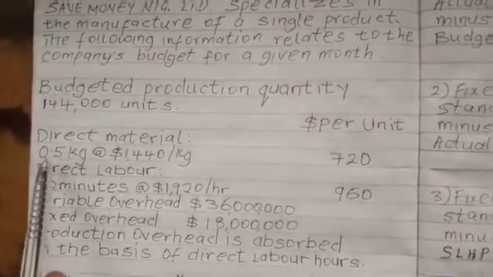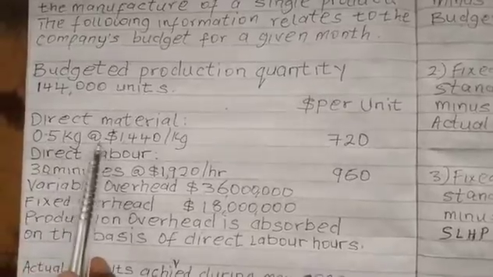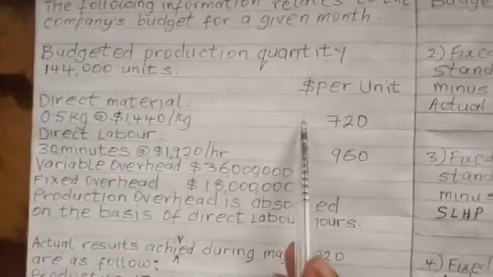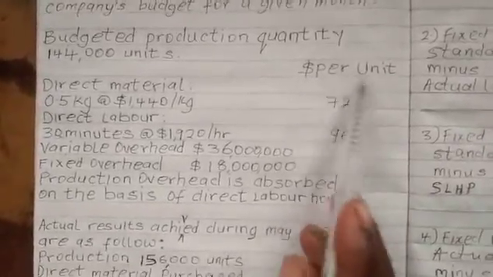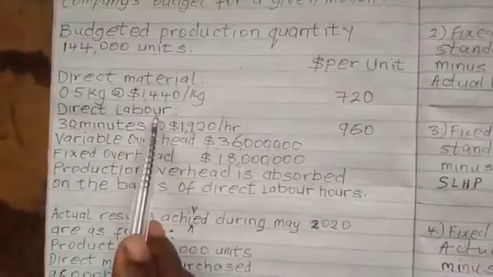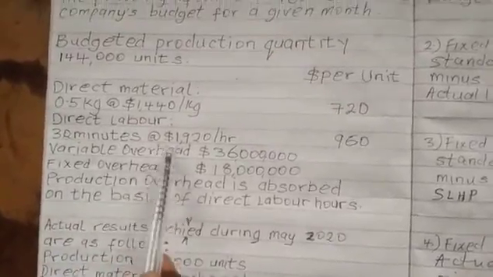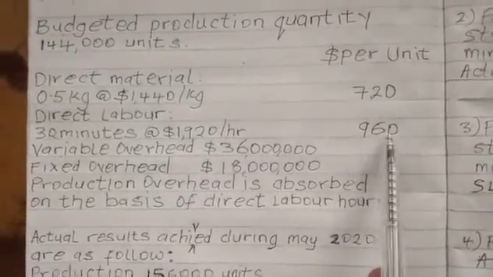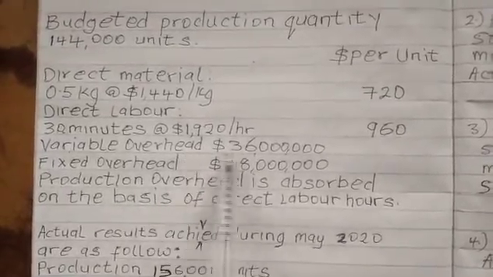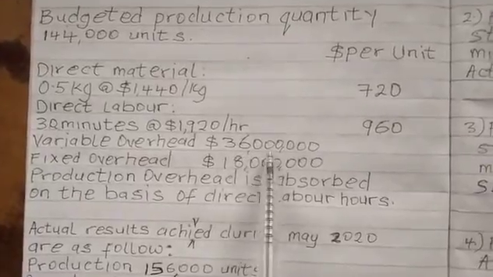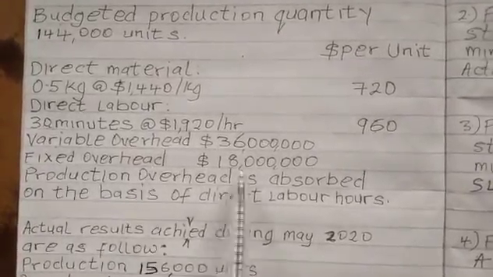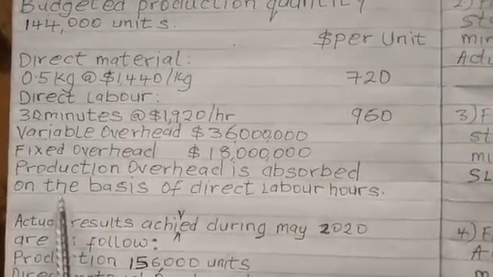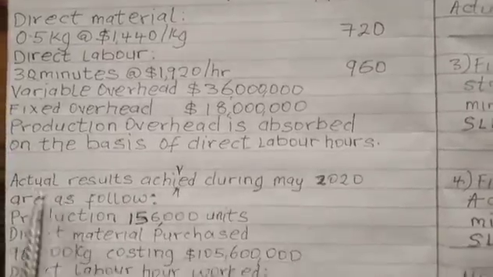Direct material: 0.5 kg at $1,440 per kg, costing $720 per unit. Direct labor: 30 minutes at $1,920 per hour, costing $960. Variable overhead: $36 million. Fixed overhead: $18 million. Production overhead is absorbed on the basis of direct labor hour.